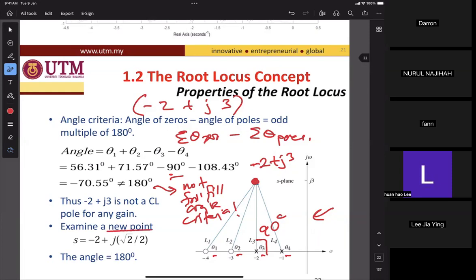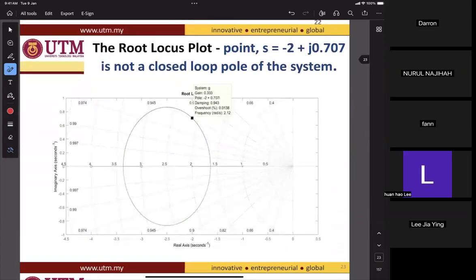Minus 2 plus J square root 2 over 2. This one is minus 2 plus J 0.707. By using a computer, we can make sure that this minus 2 plus J 0.707 is on the root locus. It is located here.